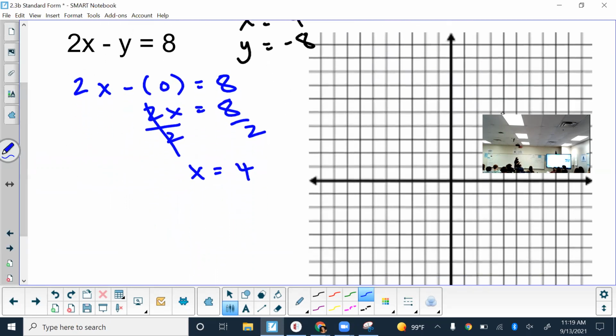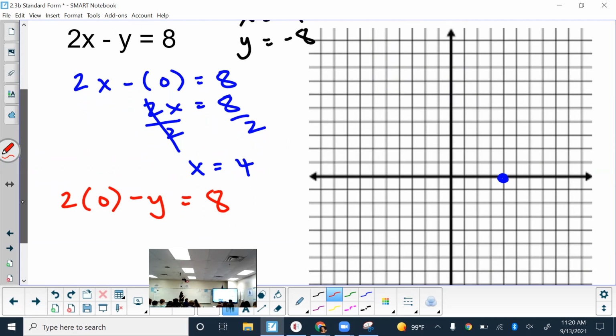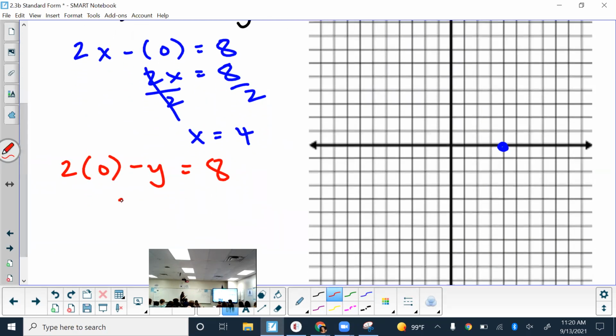So which one is my x-axis, the horizontal or the vertical? Horizontal. Right here. All right, so good. Now if I want to find my y-intercept, what is 0? X. Good, so plugging in a 0 for the x now and solving for y. 2 times 0 is what? 0. So I have 0 minus y equals 8.